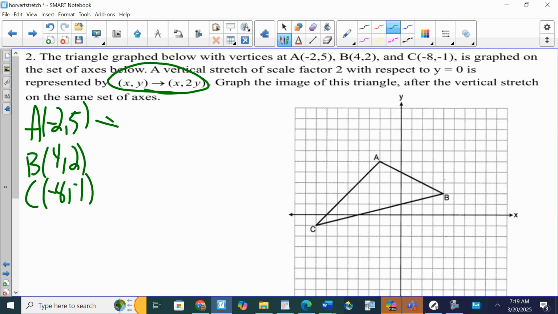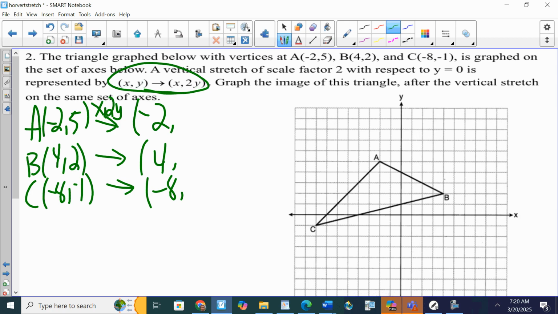It wants x comma 2y. So x means the x value is going to stay the same. So negative 2, 4, negative 8, those stay the same. And it's saying to multiply the y value by 2. So 5 times 2 is 10. 2 times 2 is 4. Negative 1 times 2 is negative 2.